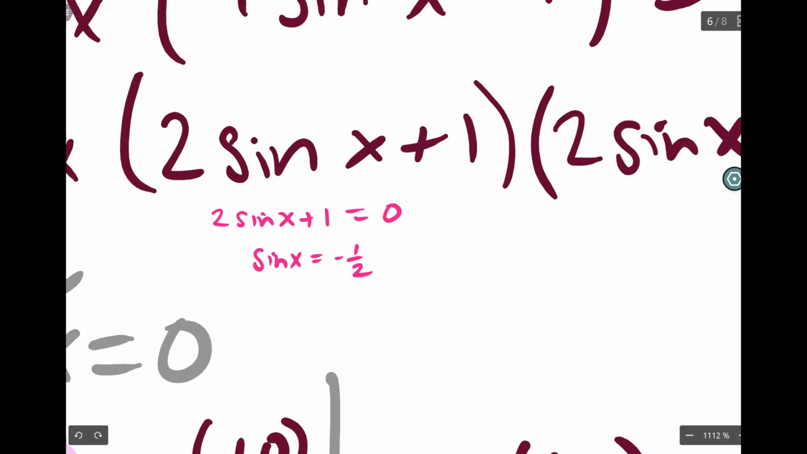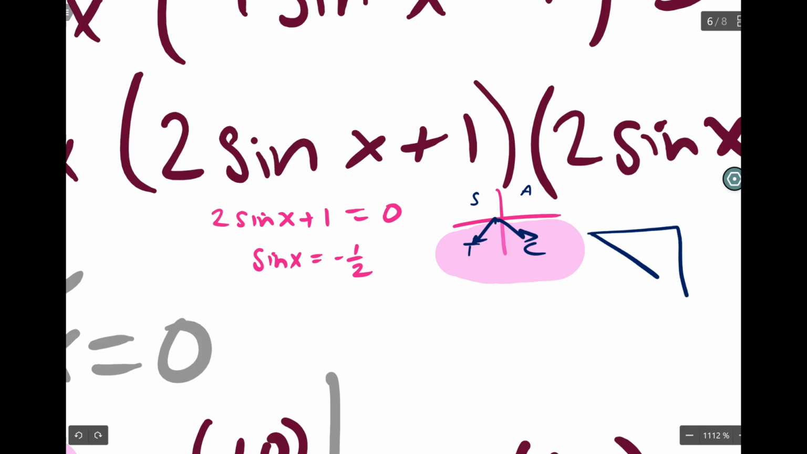Where is sine equal to negative 1/2? Well, let's see, negative would mean it would be down here. That's where, all students take calculus, that's where sine's negative. Let's see, so if I draw this triangle, here's theta, SOHCAHTOA, so the opposite is negative 1/2. It's going to be 30 degrees. Here's 30 degrees, here's 30 degrees.